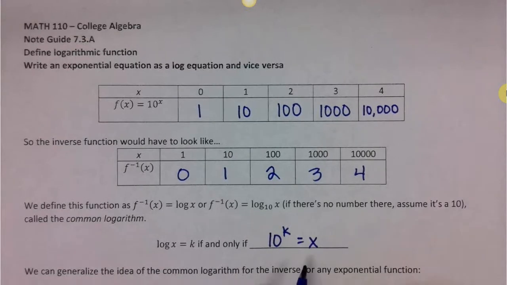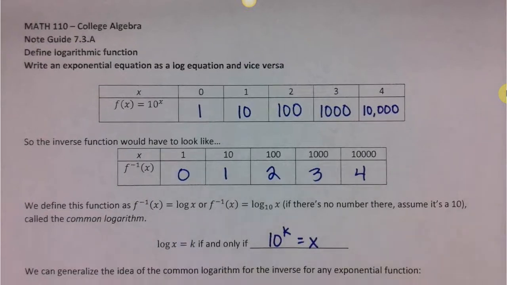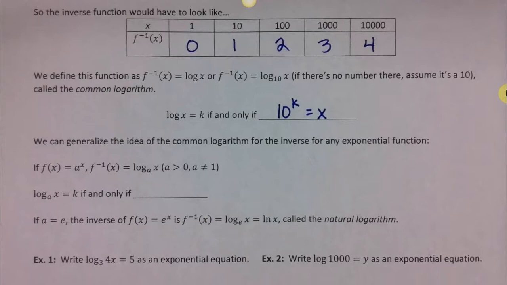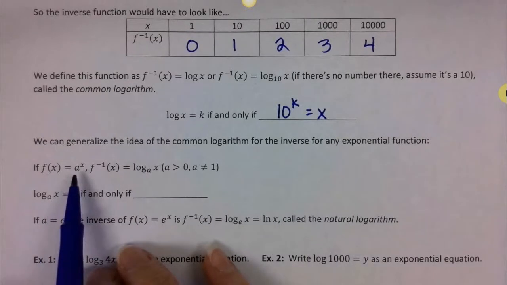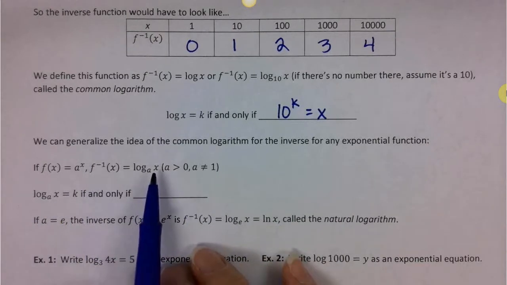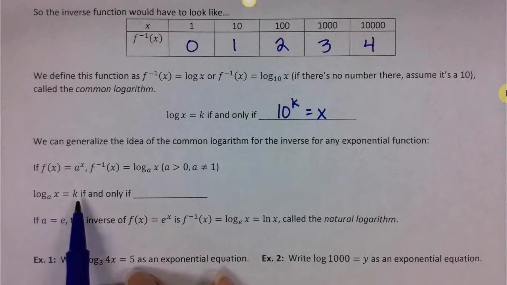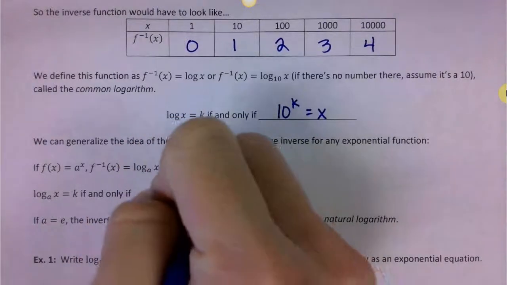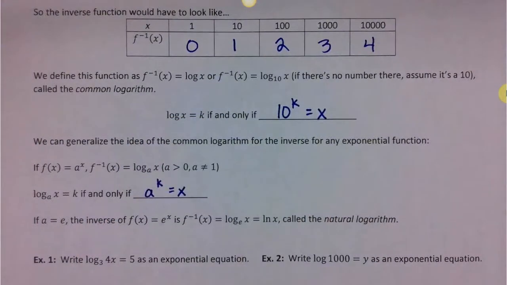Now this is specifically for the common log function whenever we have a base of 10. But we can generalize this idea for any base. So if we're working with the exponential function a to the x, then the inverse of that function is going to be the log base a of x. And the way that that is defined, the log base a of x is equal to k if and only if a raised to the k is equal to x. And specifically, if the base a is this special number e that we've talked about, then the inverse becomes the log base e of x, which we have a special name for, the ln of x, which is what we call the natural log function.